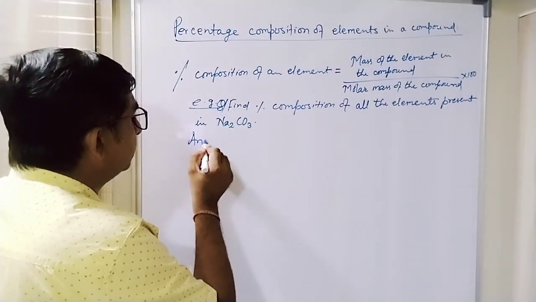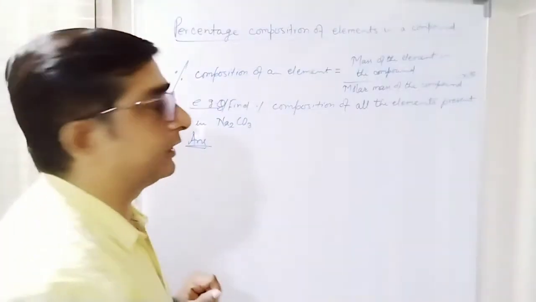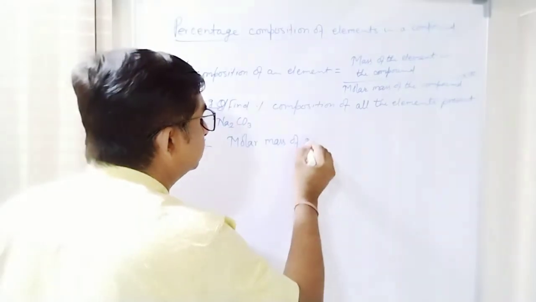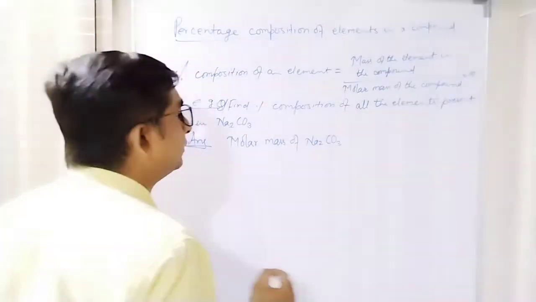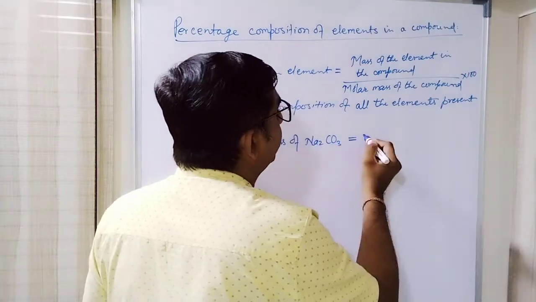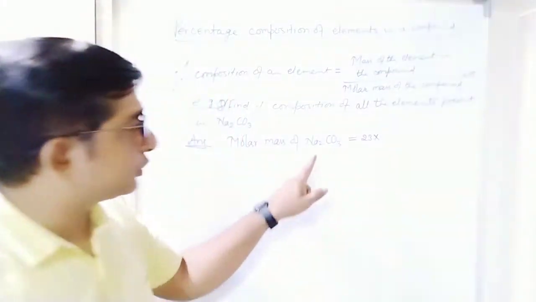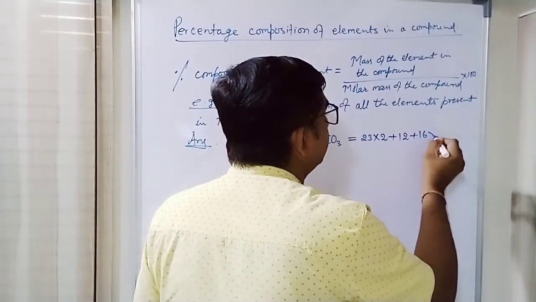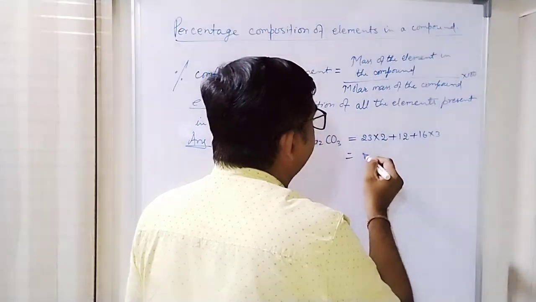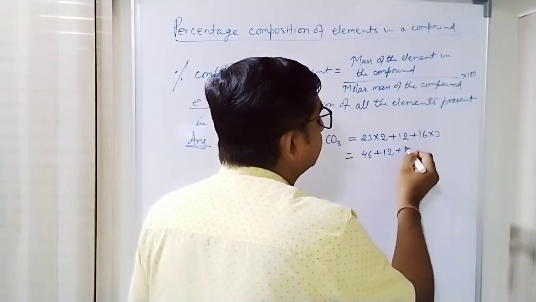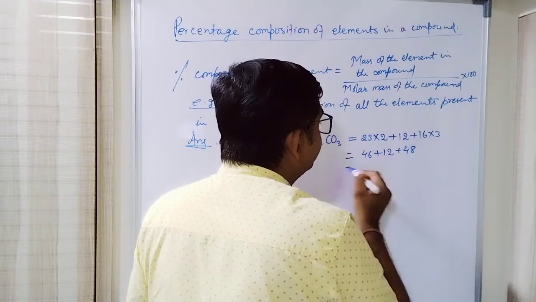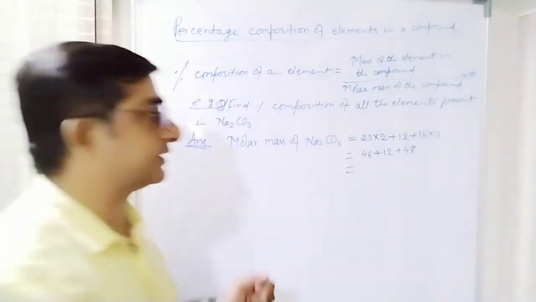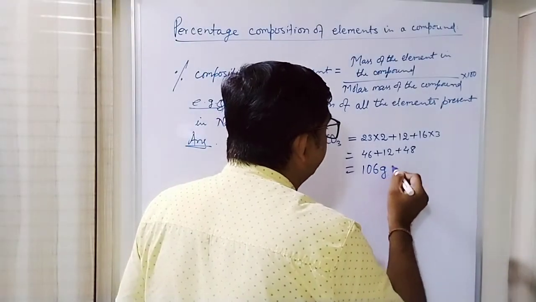First of all, you need to find the molar mass of sodium carbonate. So the molar mass of Na2CO3: as you already know, the mass of sodium is 23. Multiply this by 2 because in Na2 there are 2 sodium atoms, plus 12, plus 16 into 3. 23 twos are 46, plus 12, plus 16 threes are 48. 48 plus 12 becomes 60. 60 plus 46 will be 106. So it will be equal to 106 gram per mole.